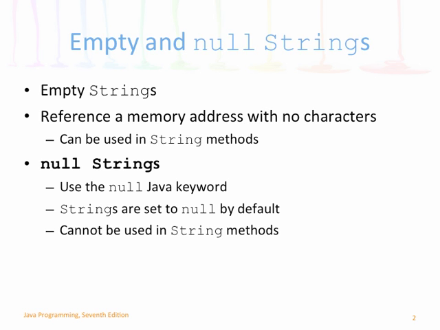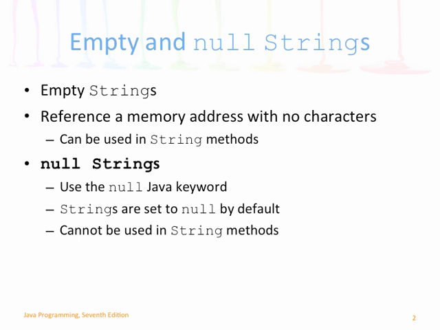There are two things that are important to know about that are different and subtly distinct, and it's important that you are able to tell the difference between the two. The first is the empty string. If you set a string equal to two double quotes right next to each other with no space between them, that represents the empty string. And that is a reference to a memory address with no characters. It can be used in string methods.